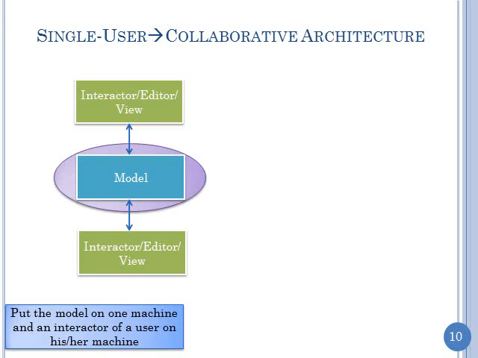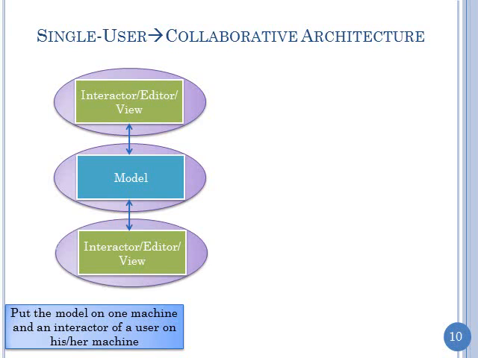Put the model on one machine. It could be a third machine somewhere, or it could be the first user who started the collaboration. It could be on that person's machine. Put an interactor on one user's machine, put another interactor on another user's machine, and we have 3 processes. In terms of edits to my PowerPoint, this was the easiest.